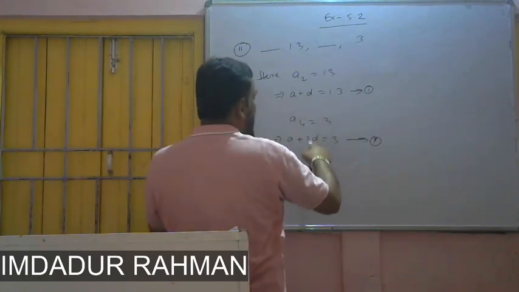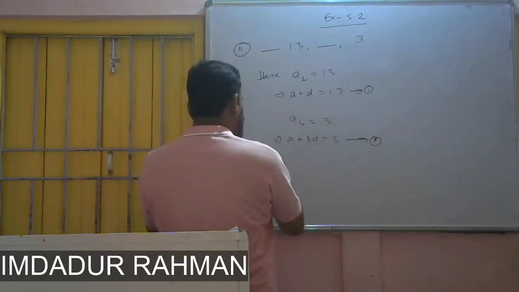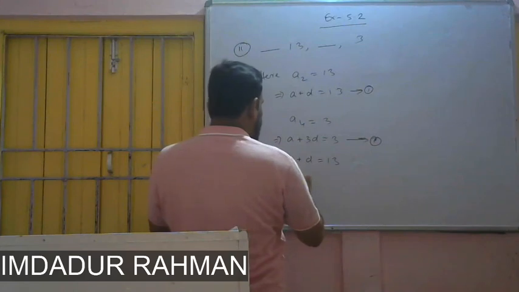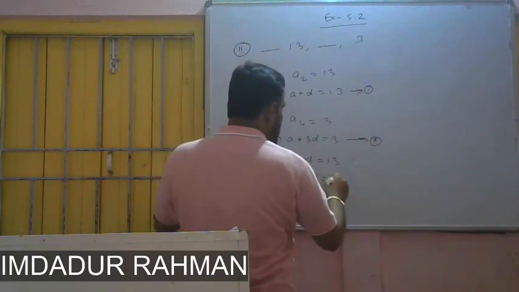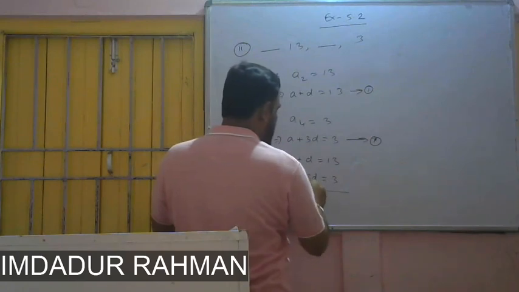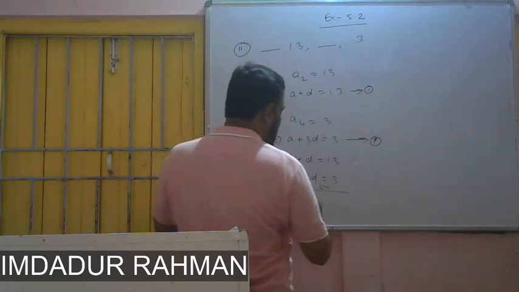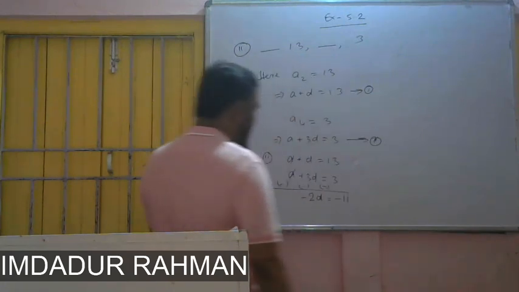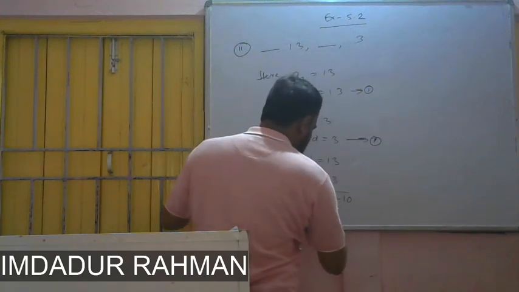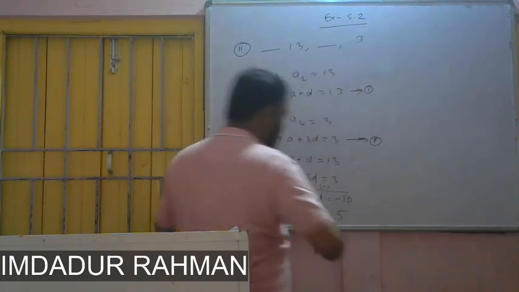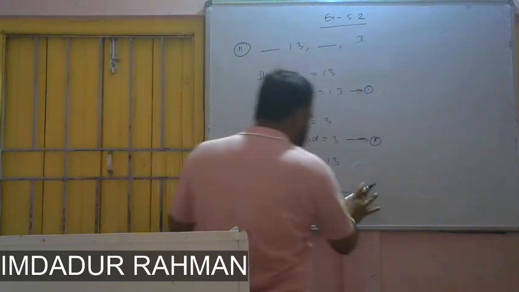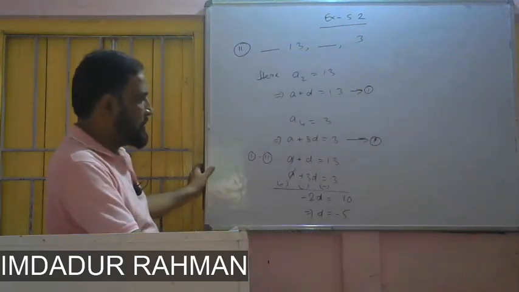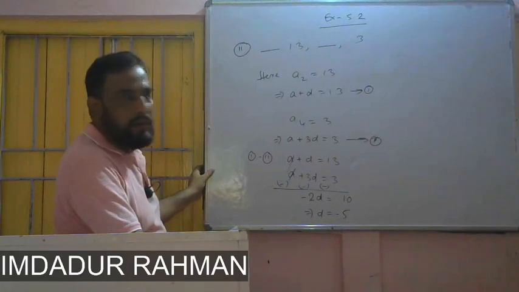So if we subtract these two equations, 1 minus 2: A plus D is equal to 13, A plus twice D is equal to 3. Then if we subtract, A will get cancelled, then minus D is equal to 10, implies D is equal to minus 5. Okay? D is equal to minus 5.